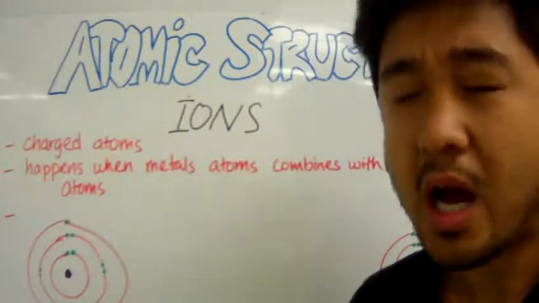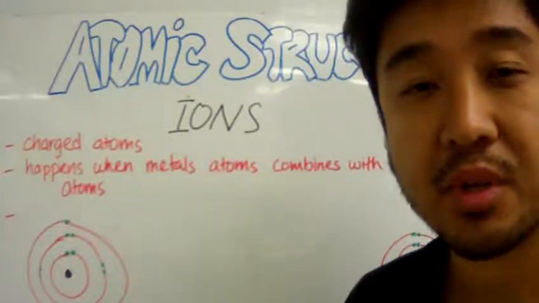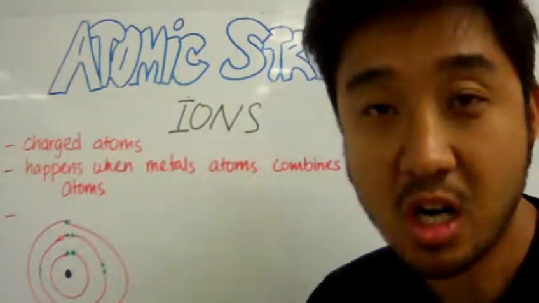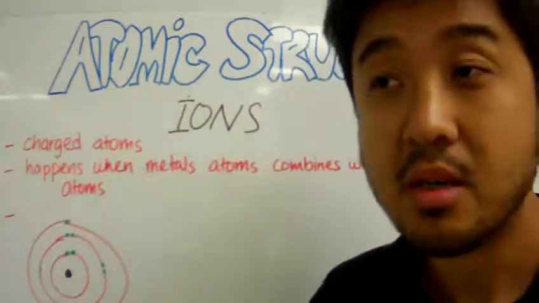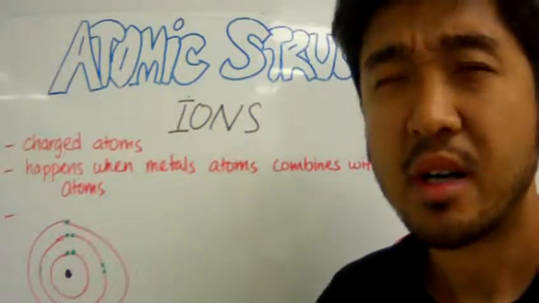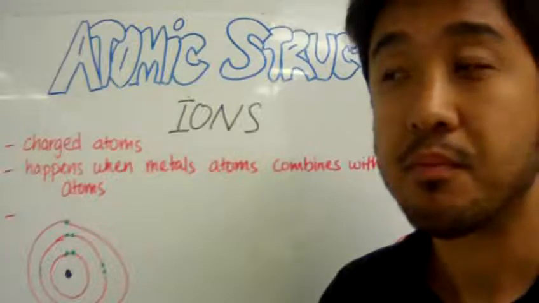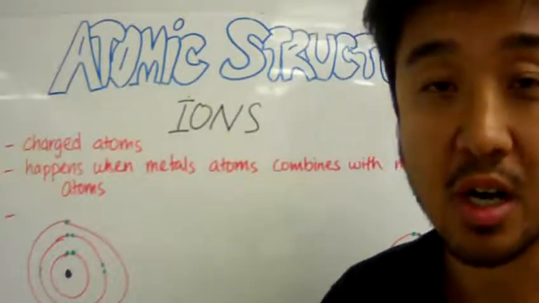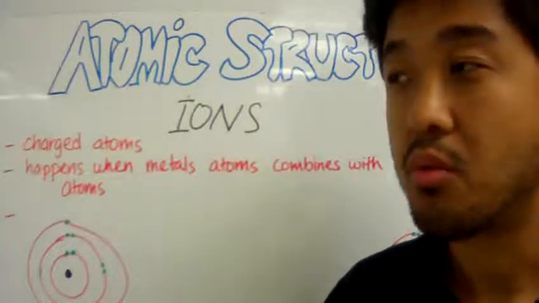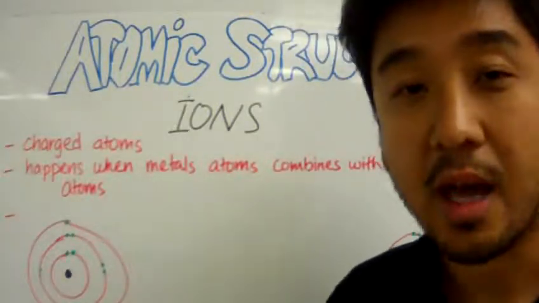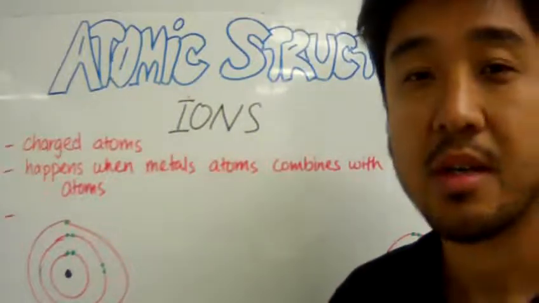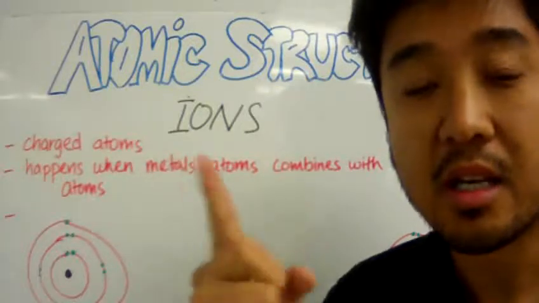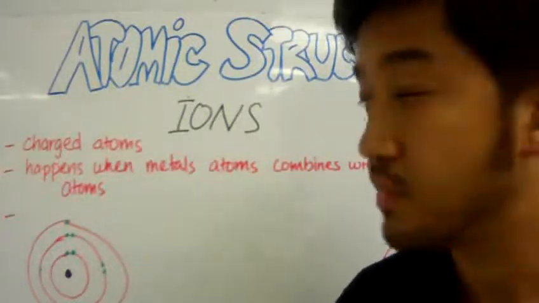Right, ions. What are ions? Well, in the previous lesson, we learned that ions are basically charged atoms. That means when an atom undergoes a loss or gain of electrons, all right? We've also learned that there are two types of ions: positive ions called cations and negative ions called anions.